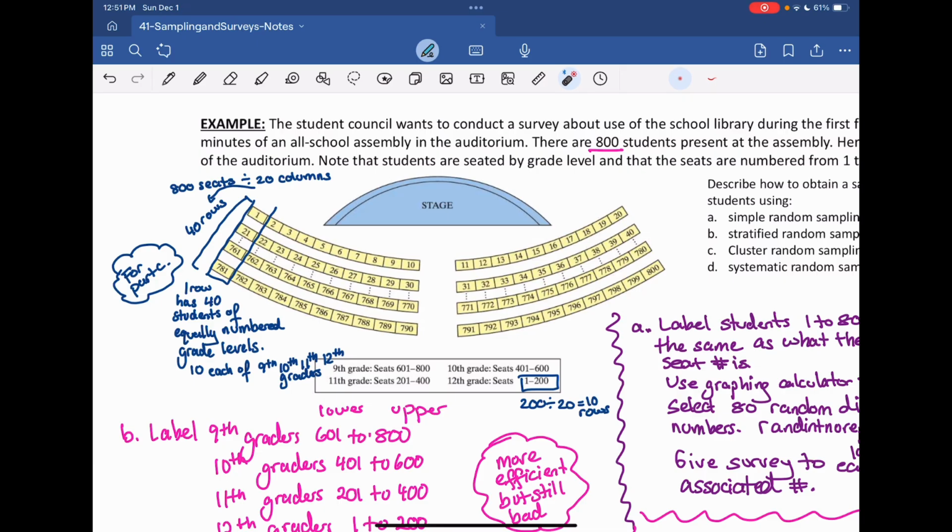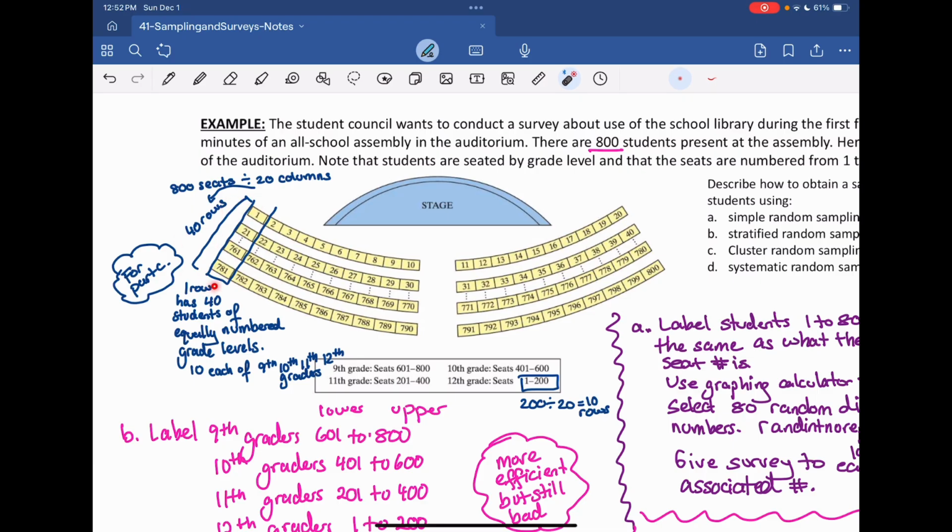So how can we make sure we get a mixture of evenly numbered grade level kids without doing the stratified random sampling? Go by columns instead. You're going by columns instead. So you've got to figure out how many rows there are, therefore how many people are in a column. In one column, there are 40 people. So we just need 2 columns.